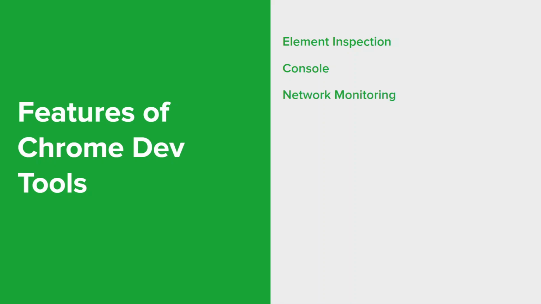DevTools provides a network panel that displays the network activity of a web page, including HTTP requests, responses, loading times, and resource sizes as well. This helps developers optimize website performance and keep track of performance as they continue to develop their code. Developers can also view and debug JavaScript files directly from the browser. They can set breakpoints, step through code, inspect variables, and monitor the call stack to identify and fix any issues.